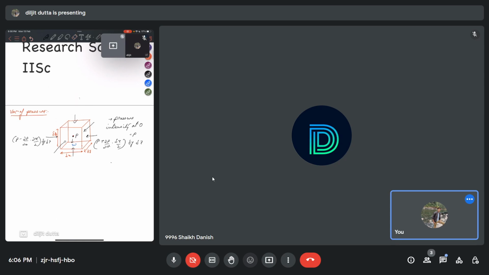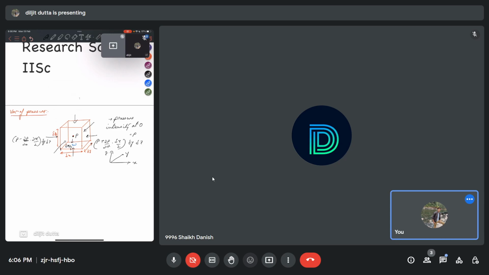If we take the x direction like this, y like this, and z is x cross y, so z will be up. The length of the element is taken as delta x, the width is delta y, and the height is delta z. If we take the surface on the left, what will be the pressure there? At the center we have P, and the distance from the center to the left end is delta x by 2.